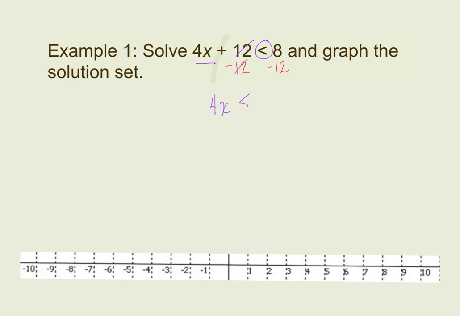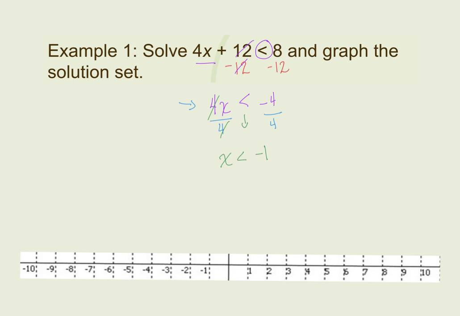And now I have a negative 4 over here. Now, I am not dividing by a negative. I am going to divide by the number with my x, and the number with my x is a positive 4. So I'm going to divide both sides by 4. On the left-hand side, I have the x. I do still have a less than. Negative 4 divided by positive 4 is negative 1.